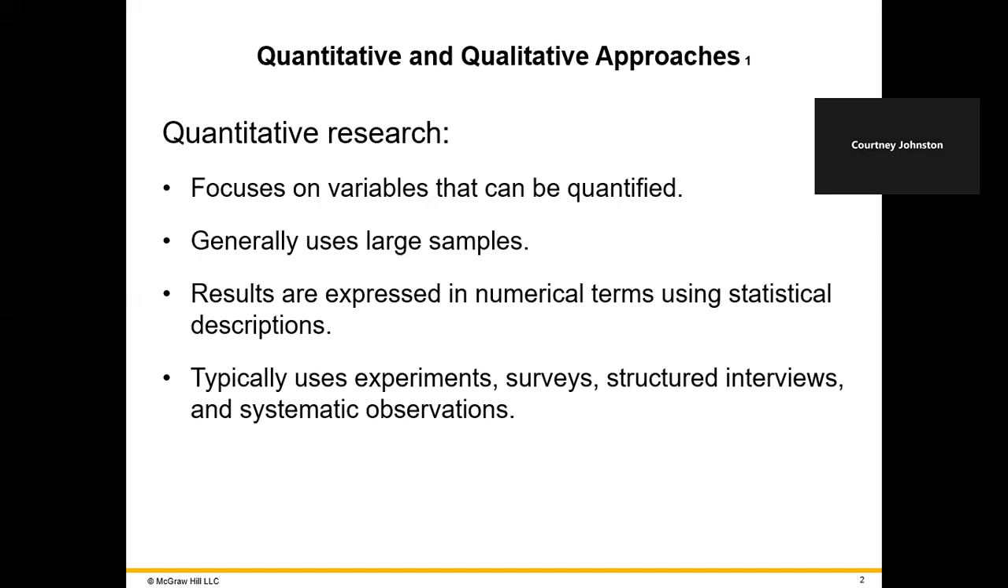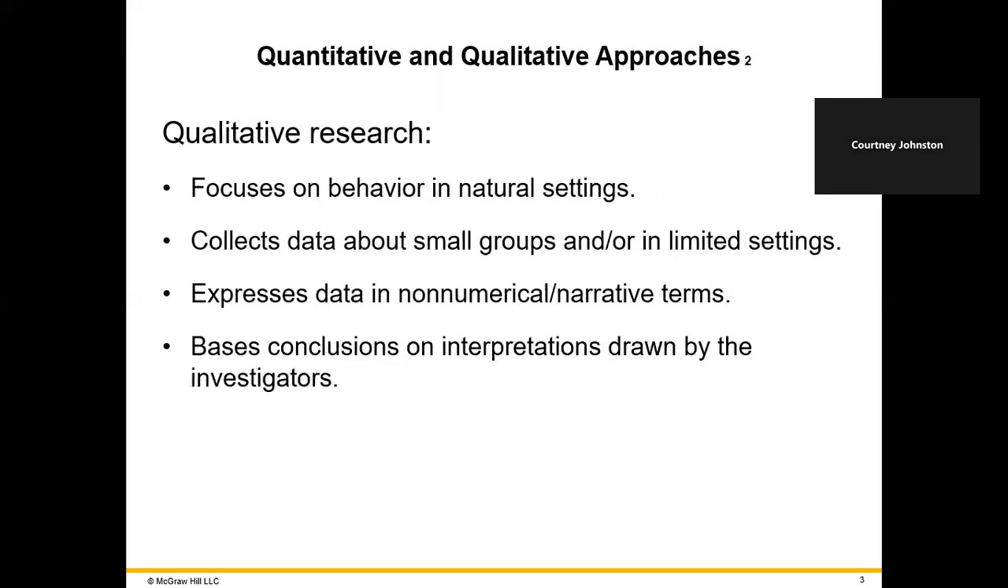So with quantitative research, we're looking at variables that can be quantified. We can actually measure specific variables, and we generally use large samples. This is kind of the difference. Say within qualitative research, you may use, let's say, 6 participants. In quantitative research, you may use 600. That's not going to be the case here in this class, but that's if we're comparing and contrasting. The results are expressed in numerical terms using statistical descriptions, and we commonly use experiments, surveys, structured interviews, and systematic observations, again, that we can quantify and measure the data statistically.